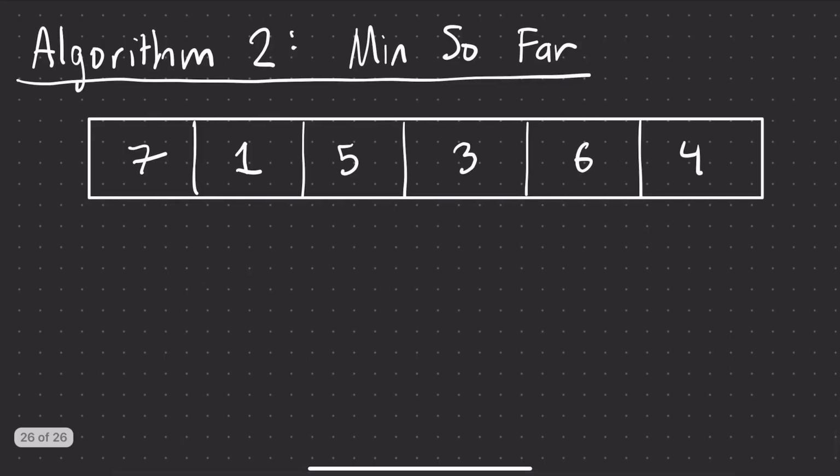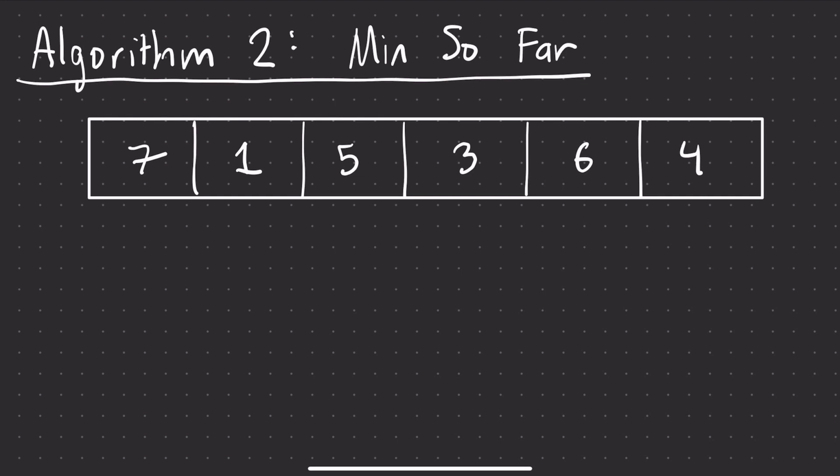Okay, so can we do better than n squared time? So the answer is that we can do better. This algorithm, the minimum so far algorithm, is O of n. So let's look at how it works.